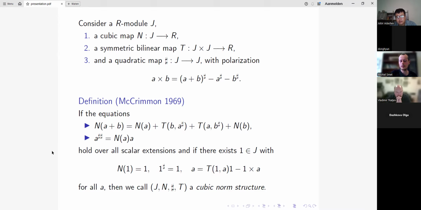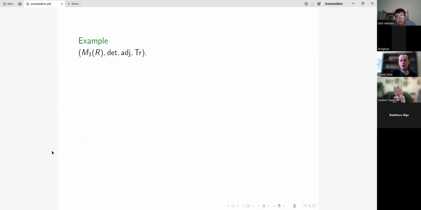This is not enough. You need an additional element in J. I use 1 to denote this element because this will be the unit of the associated Jordan algebra. And for this unit element, you want that the norm of this element is 1, that 1 sharp is 1, and that a certain map defined from this unit element is the identity map. I will now give 2 examples.